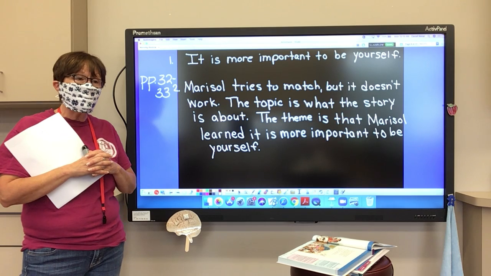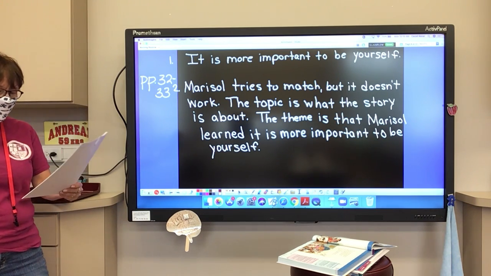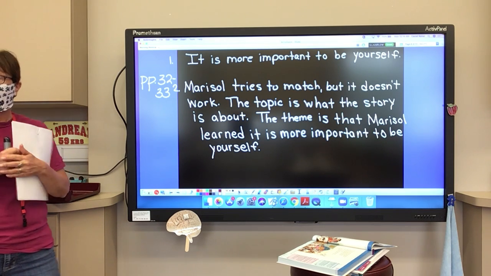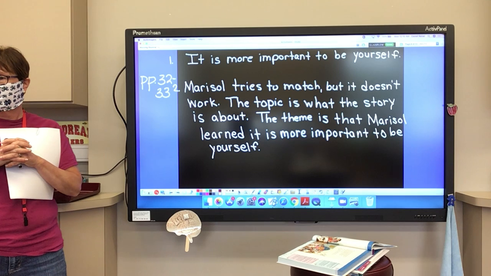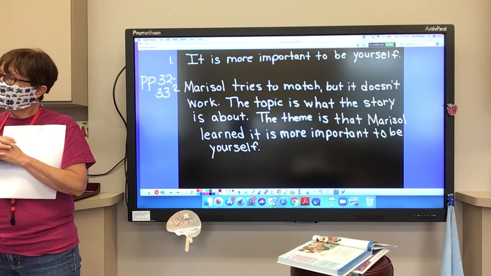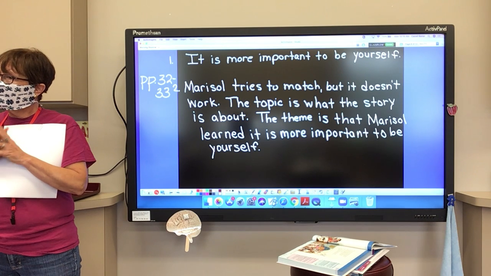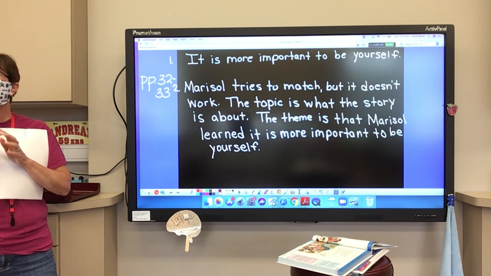And then we have to think about which events in the story helped Marisol learn her lesson. Which events helped her learn her lesson? Yes, Jensen. What else helped her? Yes. Miss Apple's note. So she didn't match, and then Miss Apple wrote her the note.